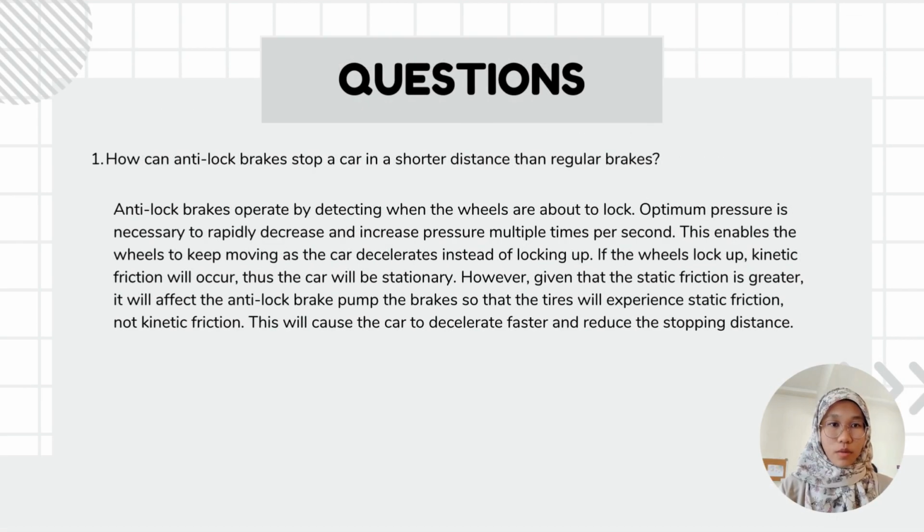Anti-lock brakes operate by detecting when the wheels are about to lock. Optimum pressure is necessary to rapidly decrease and increase pressure multiple times per second. This enables the wheels to keep moving as the car decelerates, instead of locking up. If the wheels lock up, kinetic friction will occur, thus the car will skid.